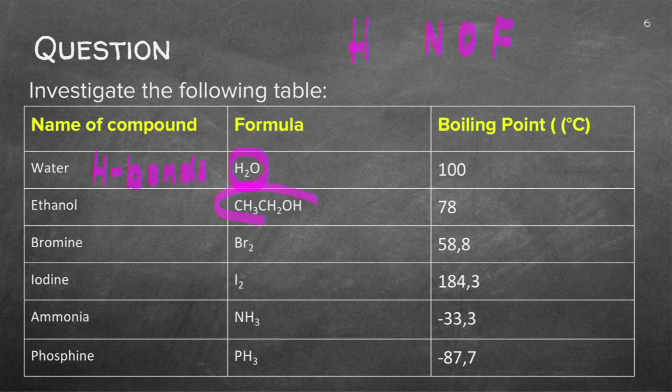Here I've got a dipole, it seems. Bromine is non-polar, so I know it's the induced dipole. Iodine, the same. Ammonia is there, so it's again a hydrogen bond. And phosphine will be a dipole. So that I know. And I've got to get to the boiling points, and guys, make sure that you understand what a boiling point means.